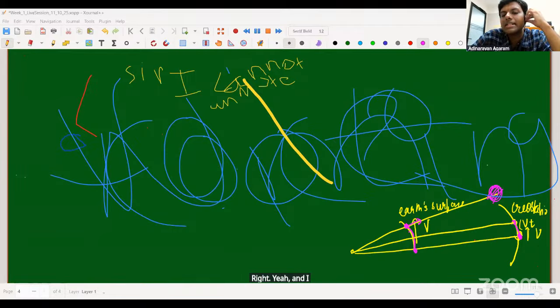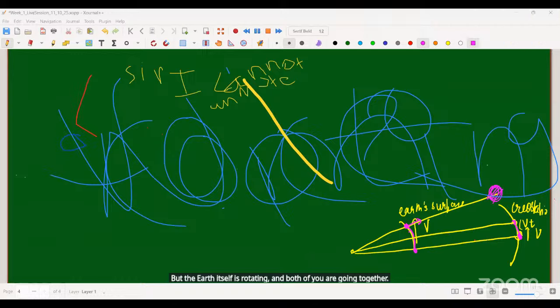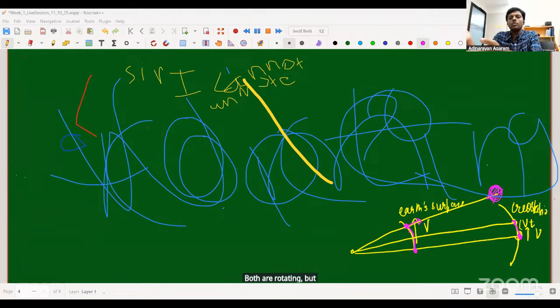See, it is stationary with respect to you. Think of it this way: there is a person standing beside you. You look at him; he's not going anywhere. Correct? Now, but the Earth itself is rotating, and both of you are going together. Both are rotating, but with respect to you, he's stationary.